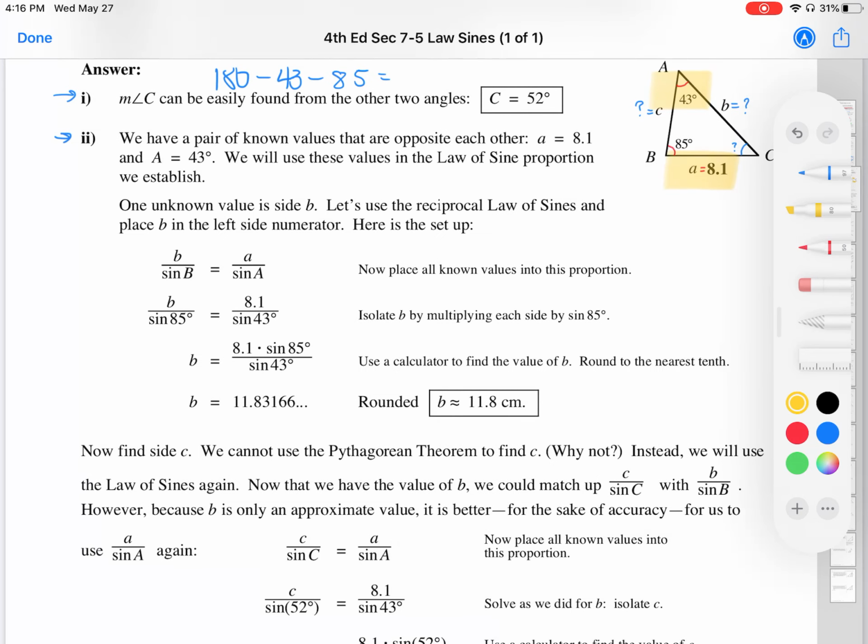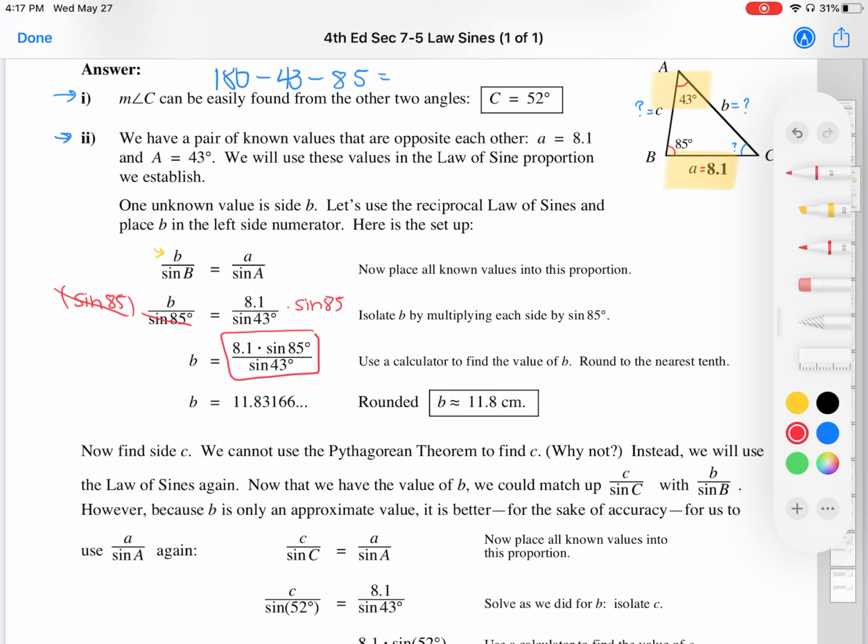The unknown value is side B. Let's use our reciprocal law of sines and place B on the upper left side numerator. Here is a setup. Like we said, it's helpful if we put the unknown on the top left. So we're trying to find B. So write B over sine B is equal to A over sine A. Now to get B by itself, we multiply both sides by sine of 85. Those are gone, they make 1. So now we're left with this to punch into our calculator.